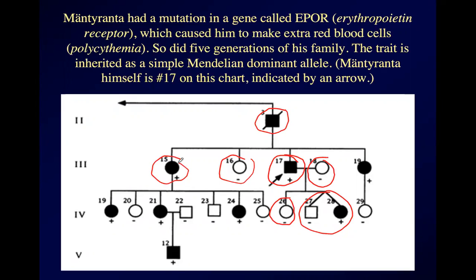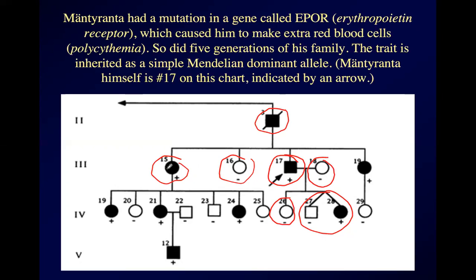So they took Montiranta's family history and traced it back 5 generations. This arrow right there just leads to more of the family history chart because it was too big to put all on one slide. But that's his family. The slash means somebody has died.